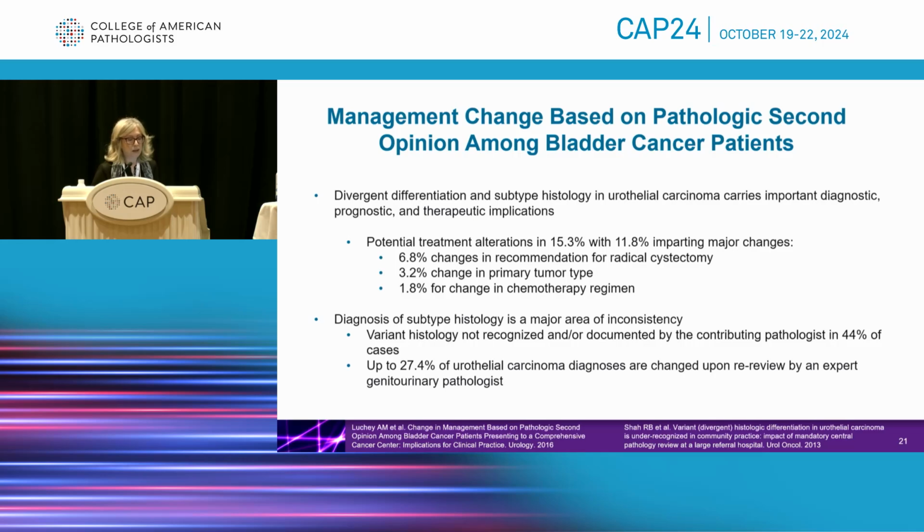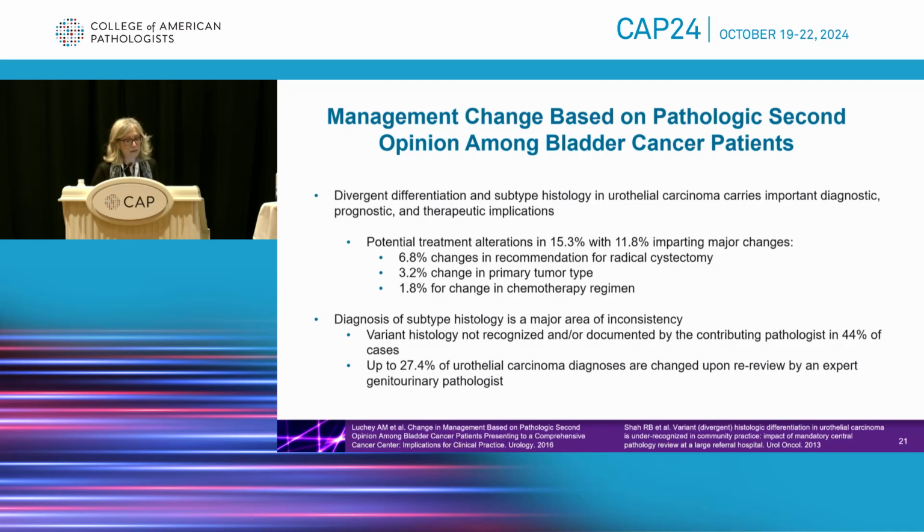In particular, when these cases were reviewed as a second opinion, one of these papers showed that there was a potential treatment alteration in about 15% of cases, with 12% imparting major changes, which were affecting changes in recommendation for radical cystectomy, changes in primary tumor type, and changes in chemotherapy regimen. So these are all significant management decisions that were made secondary to a second review.